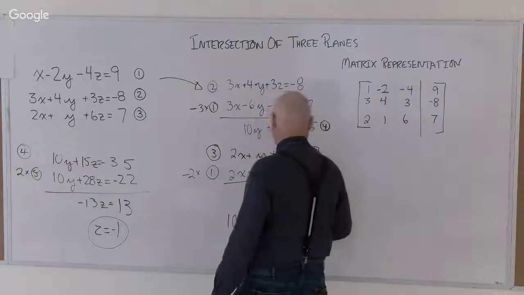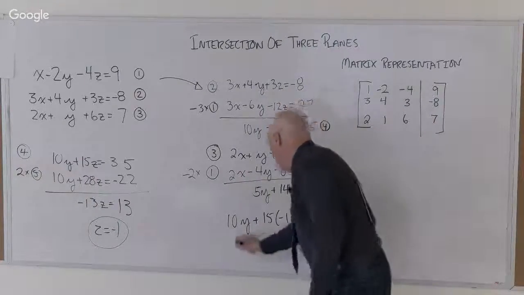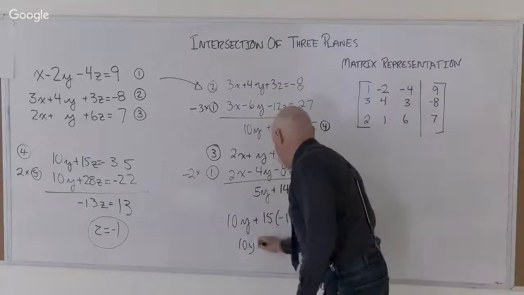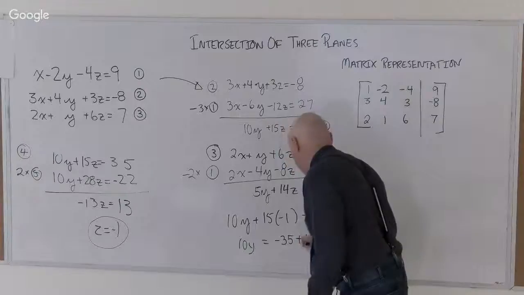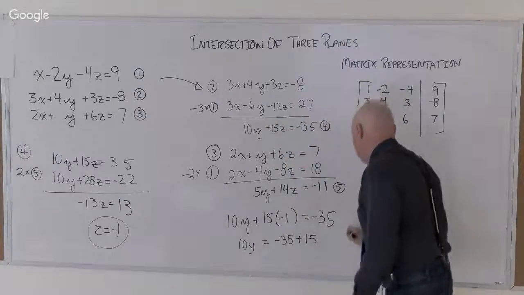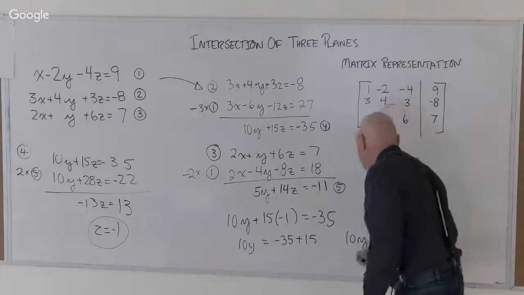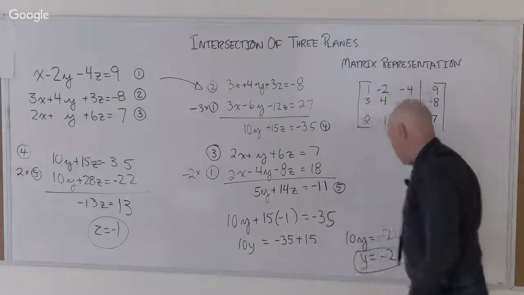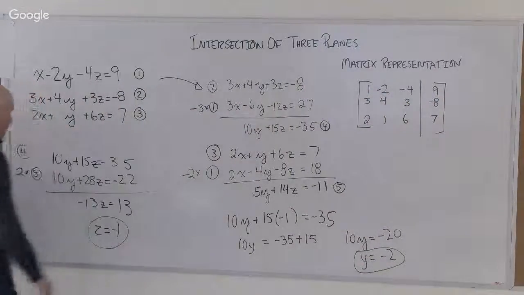So negative 1, 2, 5. So 10Y equals negative 35 plus 15. Okay. 10Y is equal to negative 20. So Y is equal to negative 2. There we go. So I've got Z is negative 1, I've got Y is negative 2.